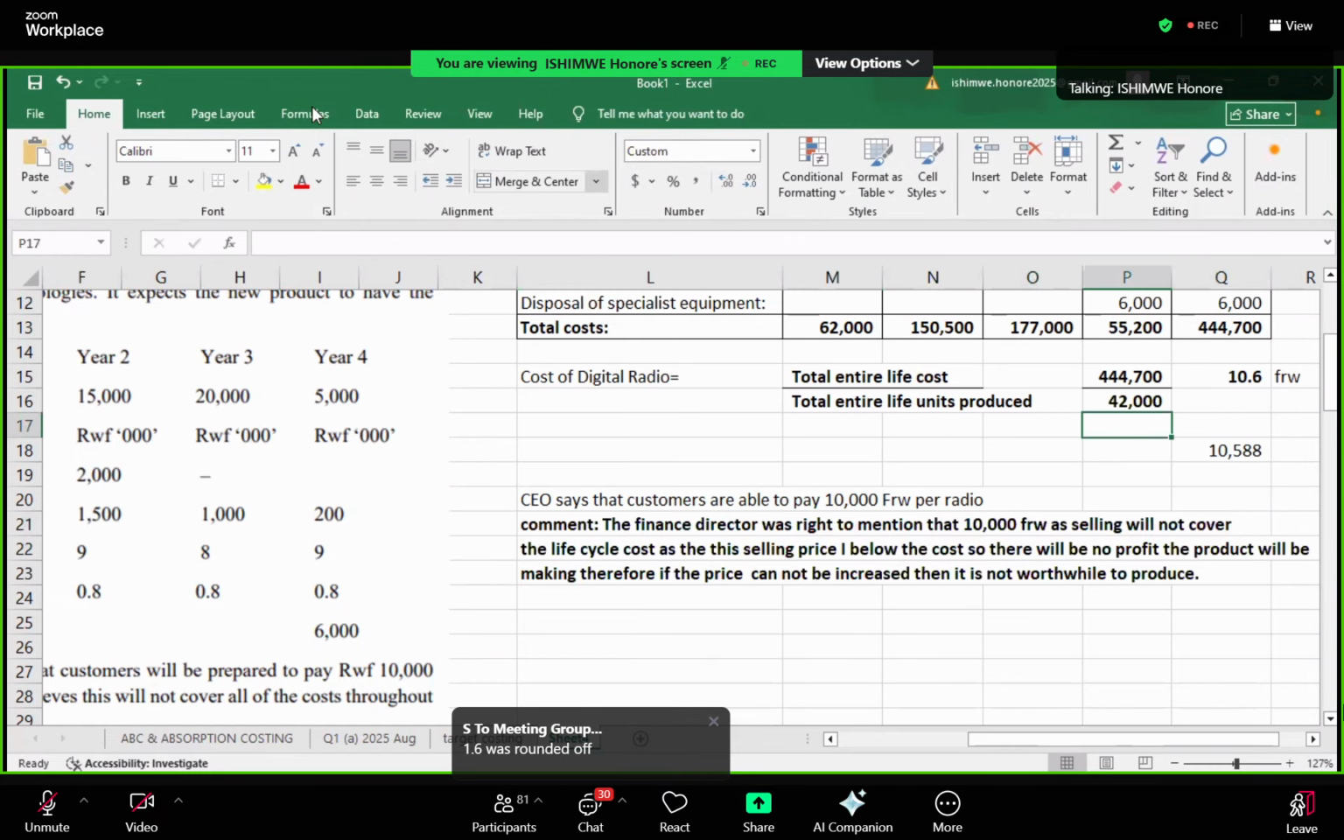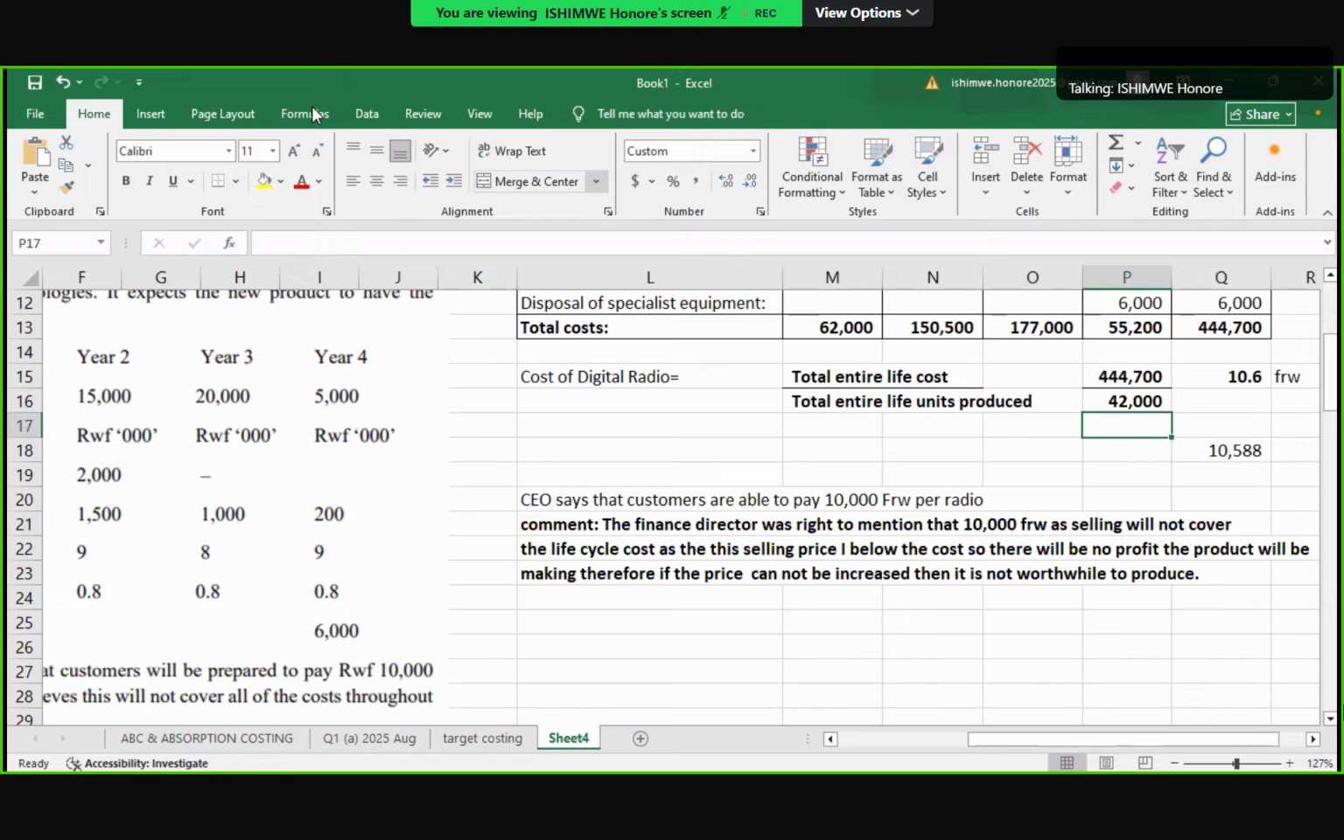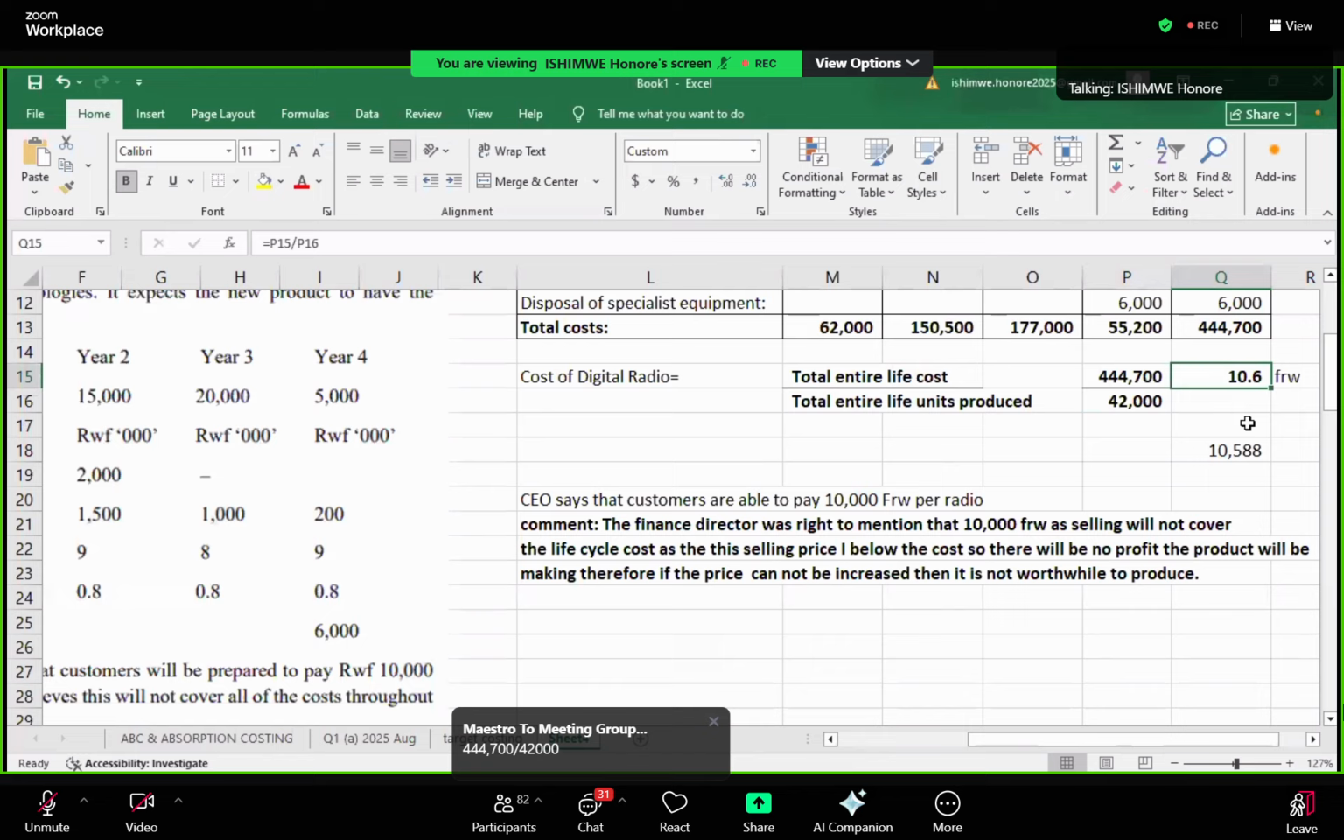Any question? I see a lot of questions here. We are about to finish. They said the question is the answer times 1,000. Yes, you are answering it. The answer here, we get 10.6, and remember the price was 10,000. So we compare the 10 and the 10.6. We multiply by 1,000, so we get 10,588.